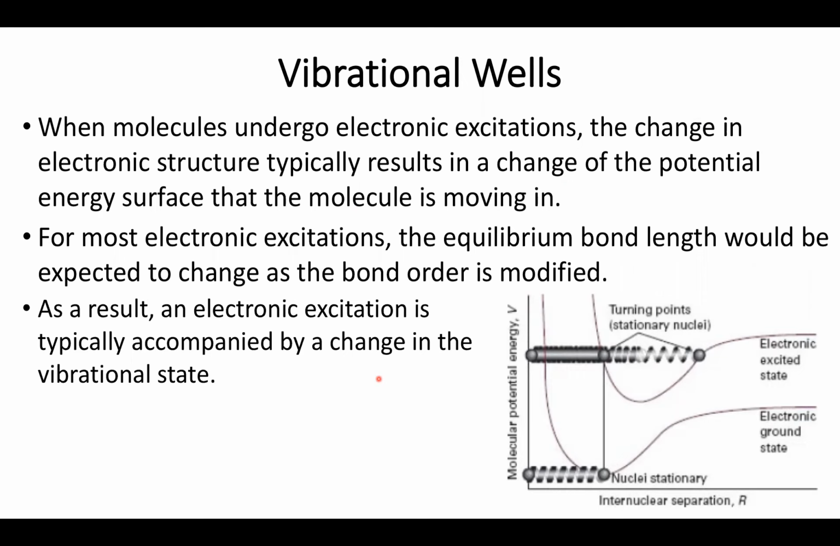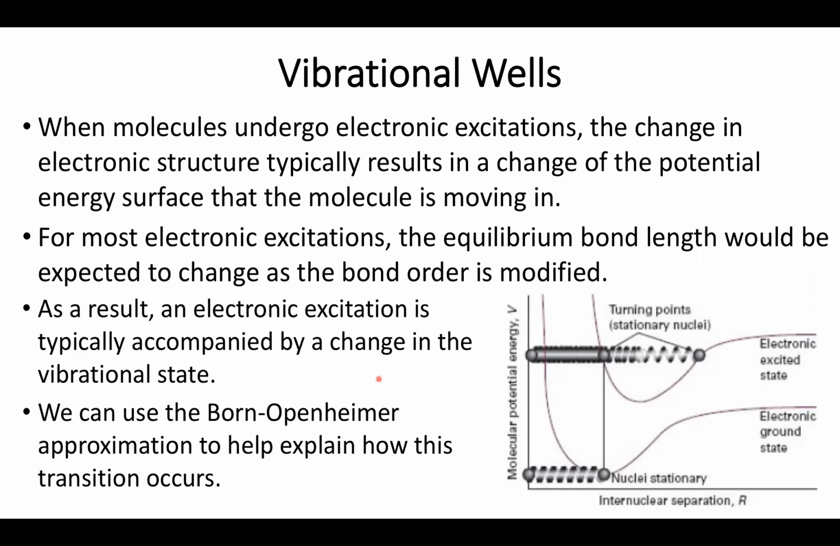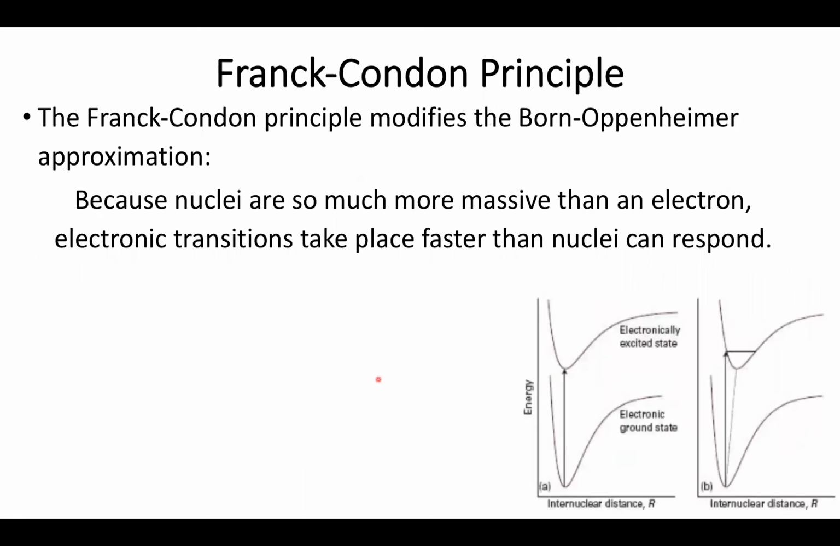So we can fall back on one of our old tools, the Born-Oppenheimer approximation. Mostly, this is the idea that electrons move much faster than nuclei. And because of this, we can frame this in a new principle called the Franck-Condon principle, which essentially is a specialized case of the Born-Oppenheimer approximation. So the idea is that nuclei, much more massive than an electron, are much slower moving. So any electronic excitation is going to occur very rapidly. And then the nuclei are going to have to respond to that electronic excitation much more slowly.